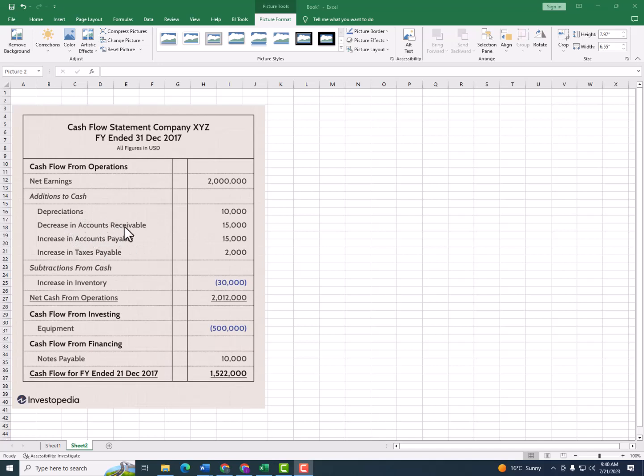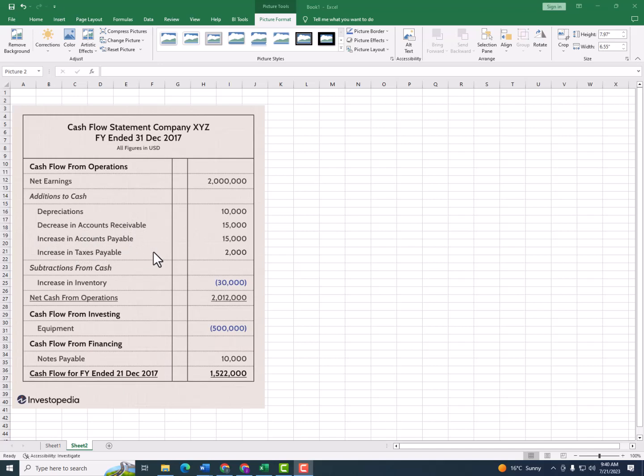We also have the accounts receivables. If the accounts receivables decreased, you do what? You add it to the cash flow from operations. If it increased, you subtract, because it implies that you have invested in the accounts receivables.